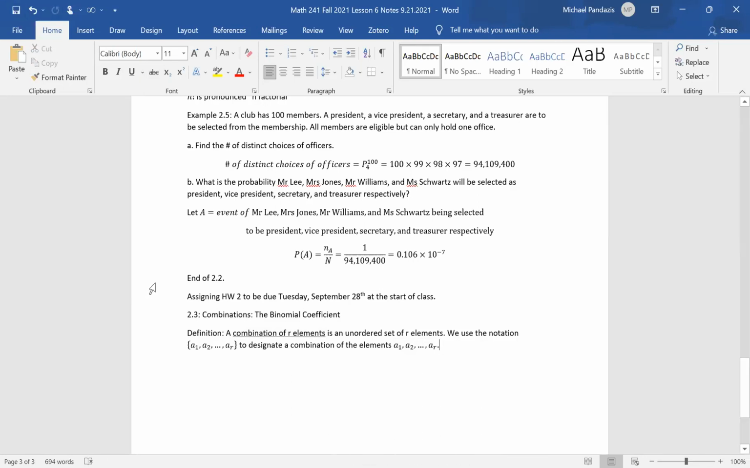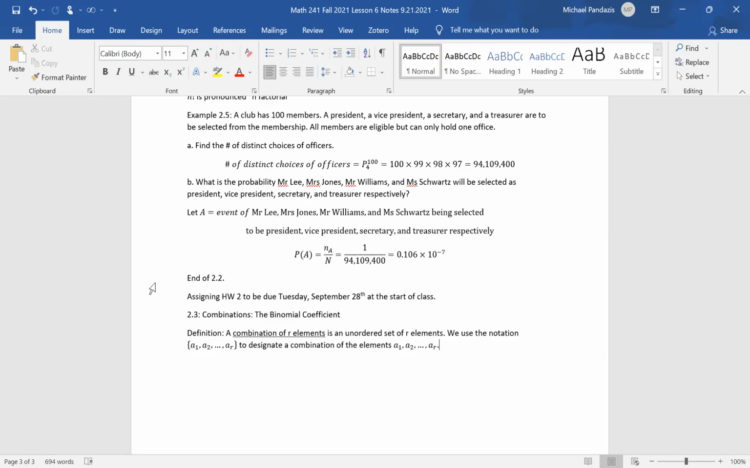So here, we don't care about order. A combination of R elements is just choosing R things in any order. If you're playing a game of cards and somebody handed you 5 cards, like in poker, you don't need to know what poker is. Somebody just gives you 5 cards, the cards you're holding are your hand, and the order doesn't matter. So having a hand in poker is an example of a combination of R elements.